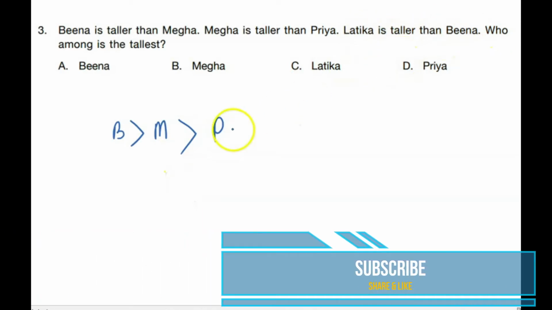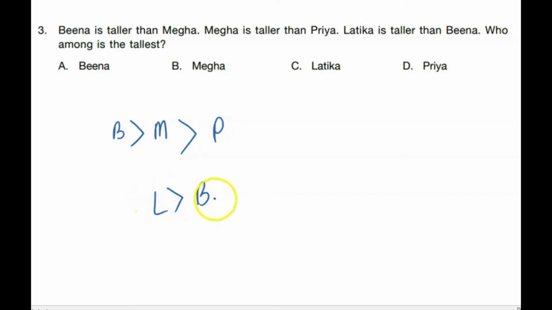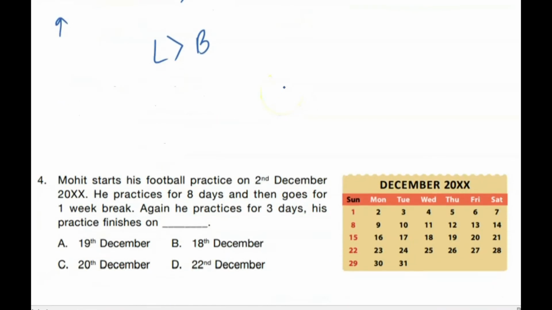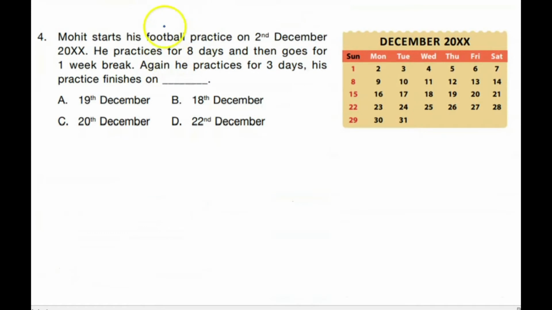Latika is taller than Bina. So if you compare Latika and Bina, Latika is taller than Bina. That means Latika will come here. Among the four girls, Latika will be the tallest. Who among them is the tallest? So Latika will be the tallest because Latika is taller than Bina. So Latika is the tallest one. Option C is the correct answer. Question number 4.